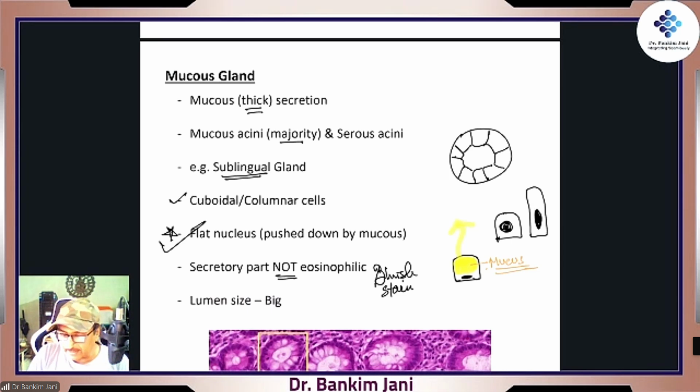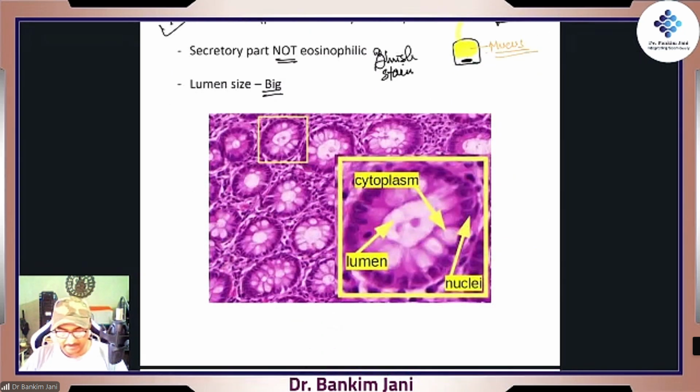And these cells, as we drew it over here, the lumen size would be big. So now there should not be any confusion between whether it is a serous gland or the mucus gland, because these are the clear-cut, very clear differences between both. Let's see a mucus gland.